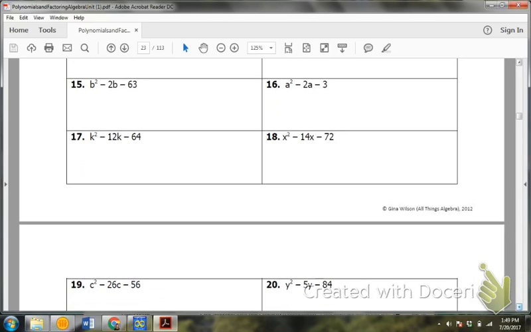Okay, let's try number 15. Now we have 2 negatives to deal with, which is okay.